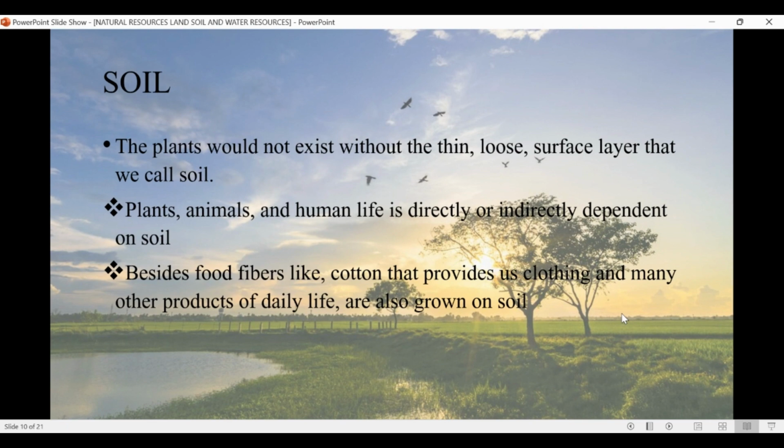As we have studied the food web, you know what a food web is, right? The food web of these plants, animals, and all this depends on soil, indirectly or directly. Besides food, fibers such as cotton that provide us clothing and many other products in our life are also grown on soil itself.